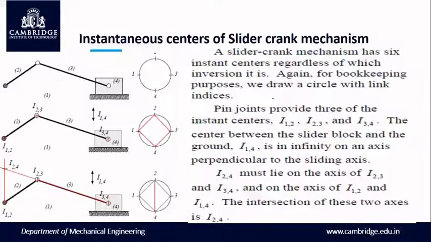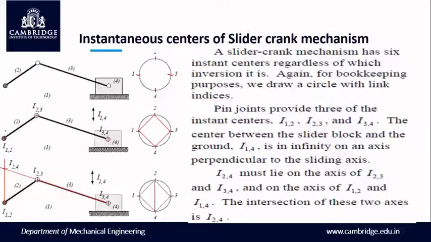In case of instantaneous centers for the slider crank mechanism, we know the slider crank mechanism also consists of 4 links. Hence, there will be 6 instantaneous centers. Again, to understand the instantaneous centers, we can draw a circle, and we will divide the circle into 4 equal parts because there are 4 links. In the first diagram, you can see there are 4 divisions. Now we can identify the visible instantaneous centers.